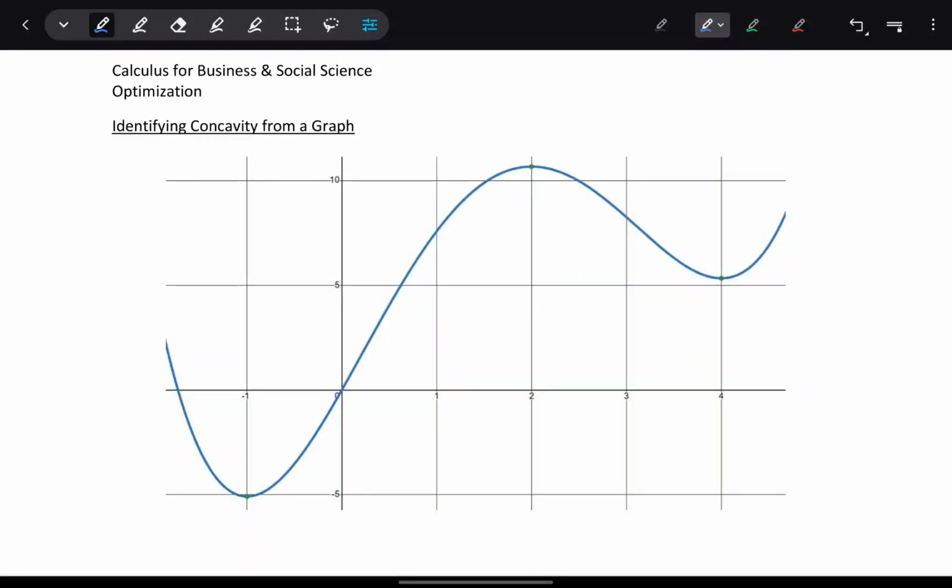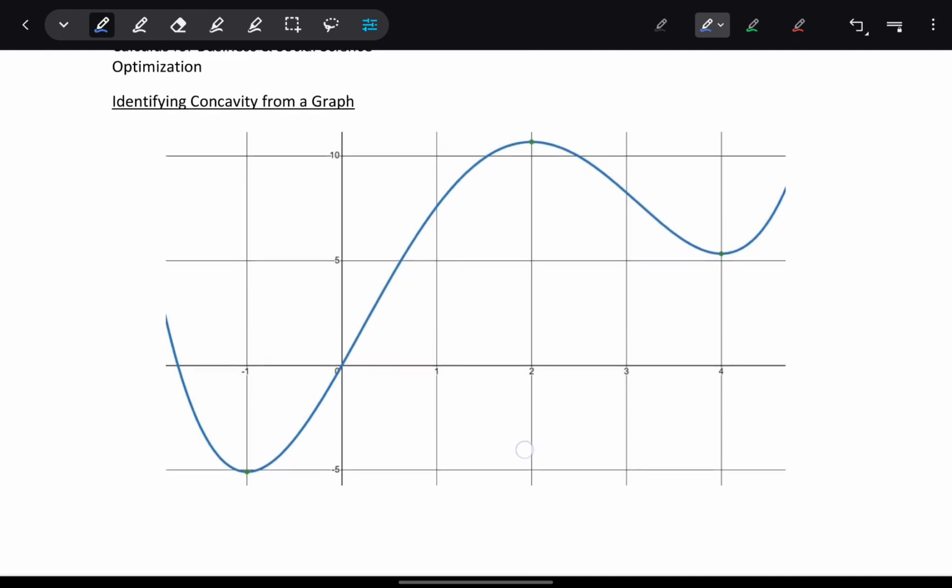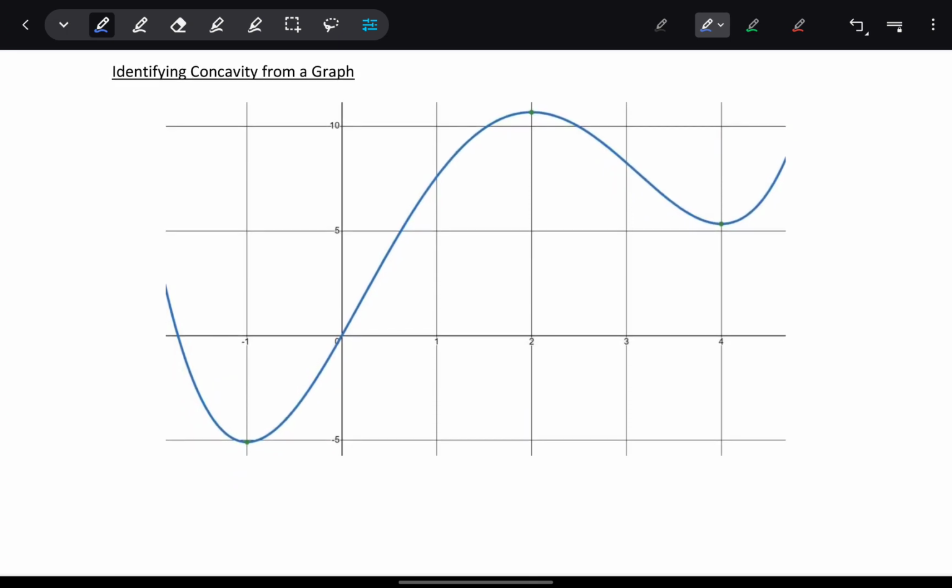When we identify extrema, what we're looking at are anywhere we have a maximum or minimum occurring on our graph, a peak or a valley. When we talk about concavity, what we're talking about is how the function curves from one point to another.